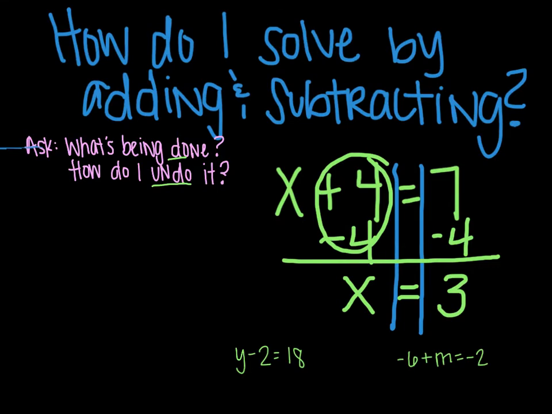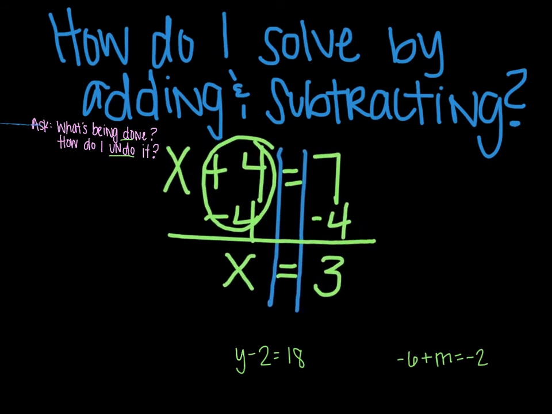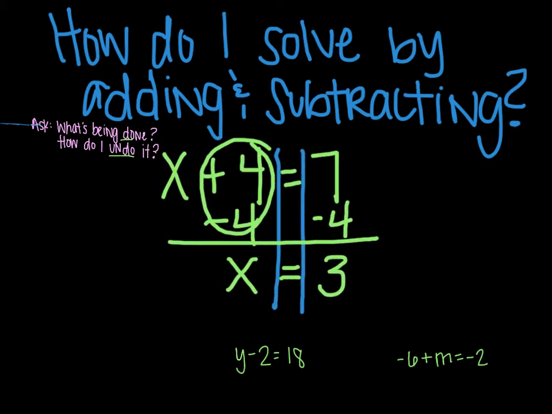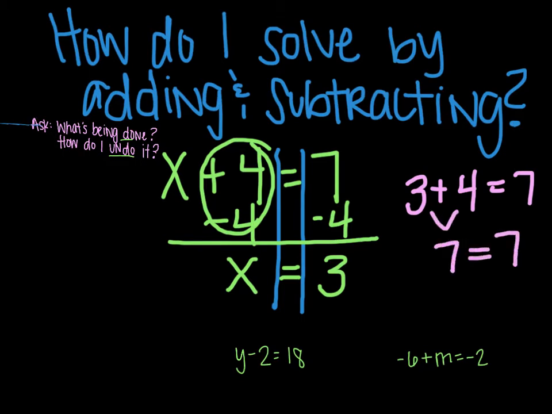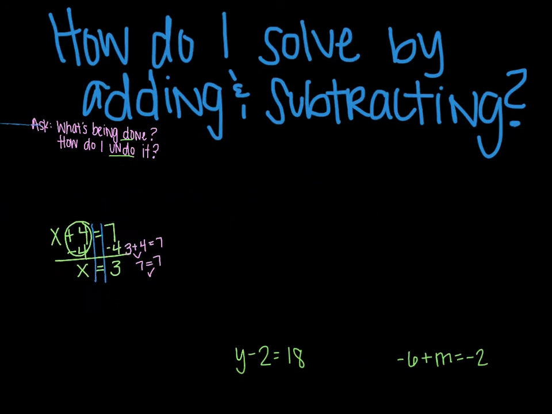Now you would think that you're done with the problem, but you're actually not, because you need to check your solution. So what you're going to do is put your answer for x back into the original problem. So x plus 4 equals 7. I'm going to say that x is 3. So I'm going to take 3 plus 4 equals 7, and you need to check that. 3 plus 4 is 7. 7 equals 7, so I know that it is the correct solution to my equation.